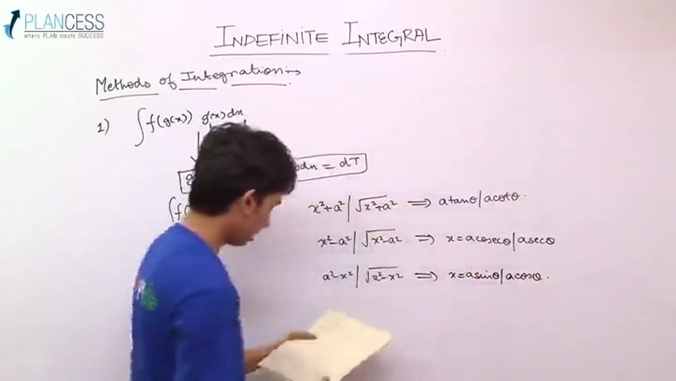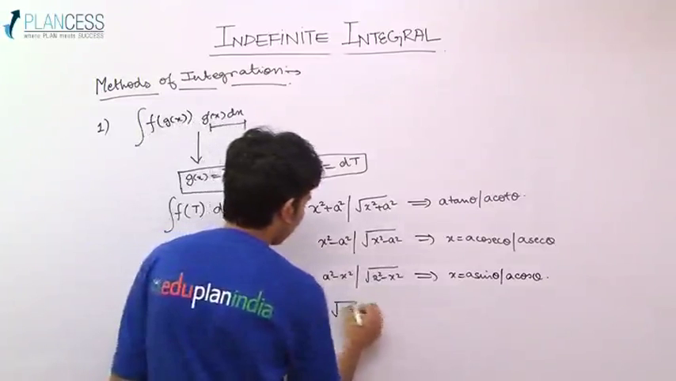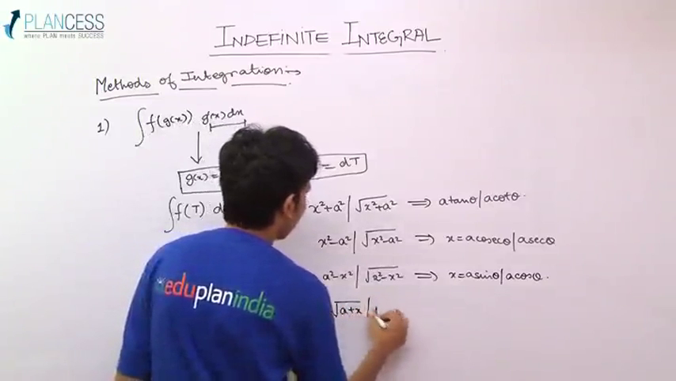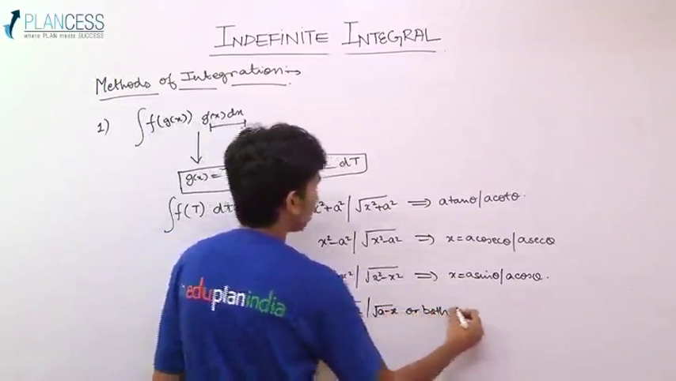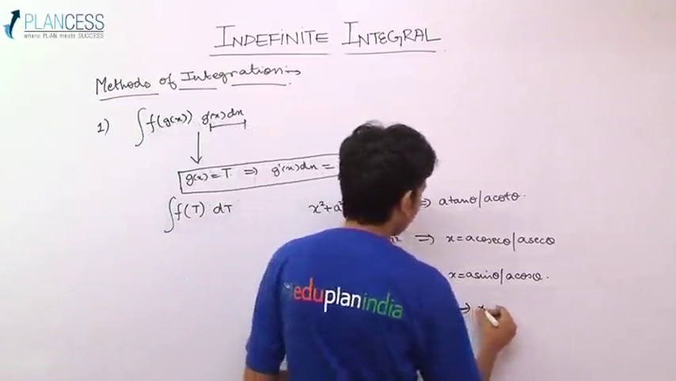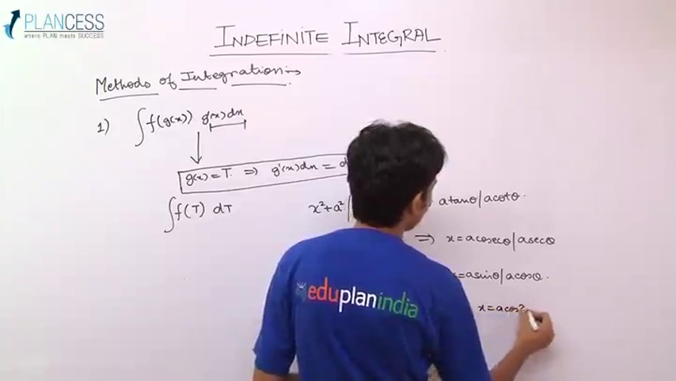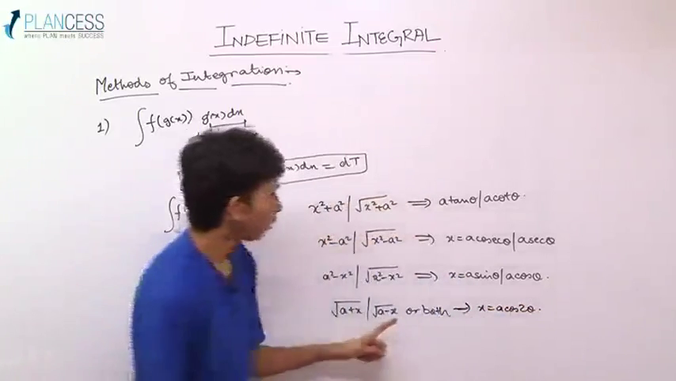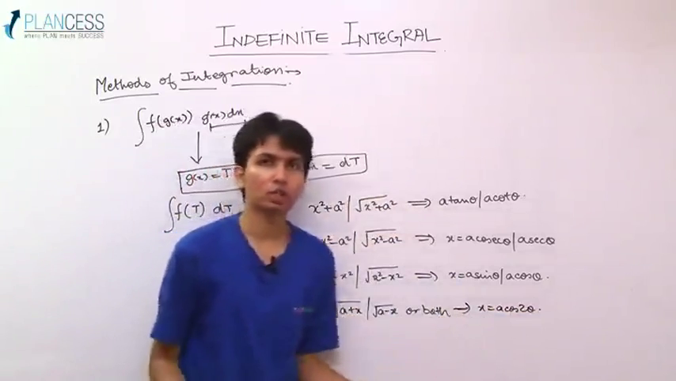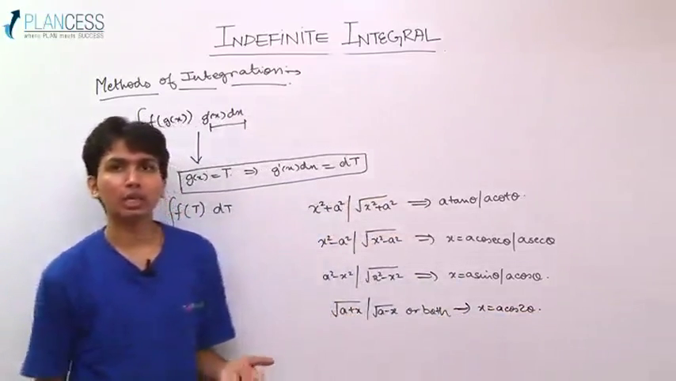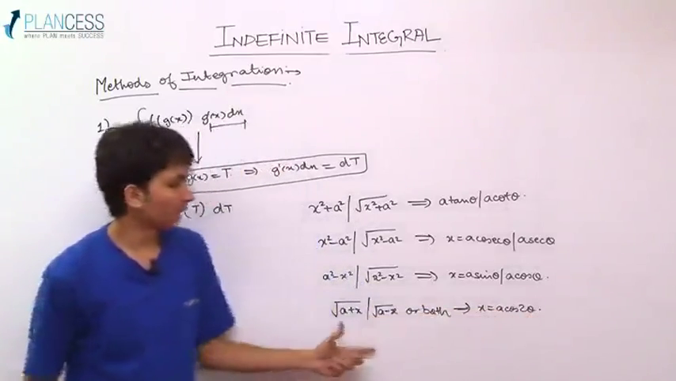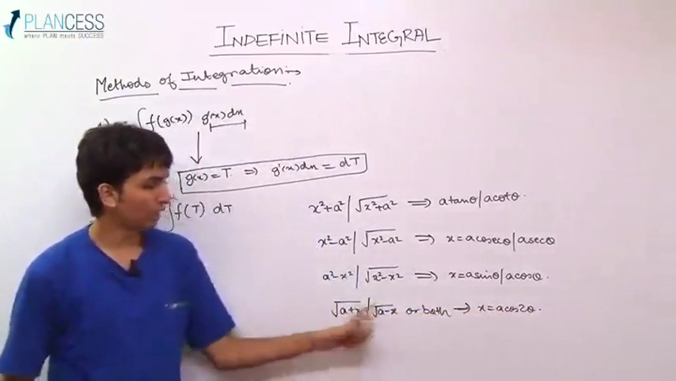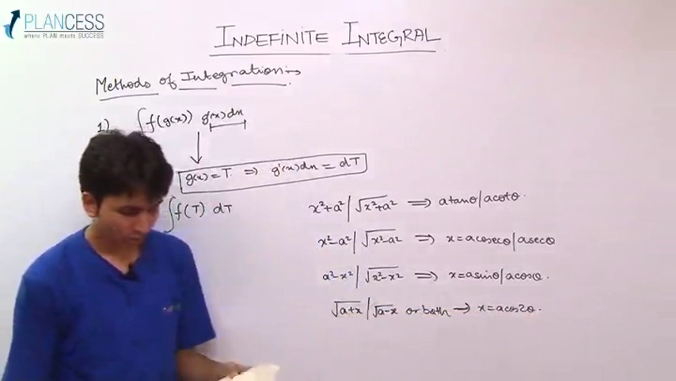So this is pretty much standard. And then if you have terms like root a plus x, root a minus x, or both are present, then the good substitution is x is equal to a cos 2 theta, because 1 minus cos 2 theta and 1 plus cos 2 theta both form 2 sin square theta by 2, since it's 2 theta. You know the basic idea that both will get rid of the square root. So these are the basic substitutions.